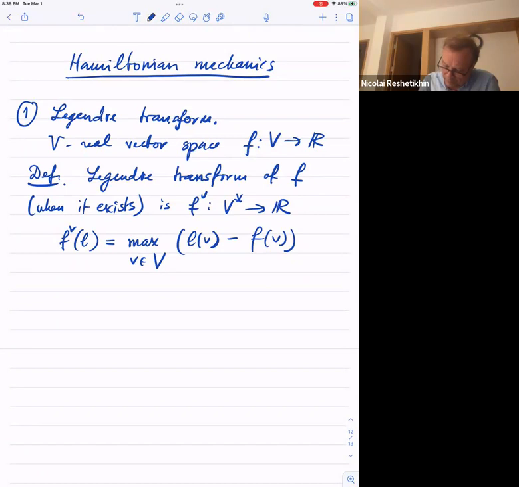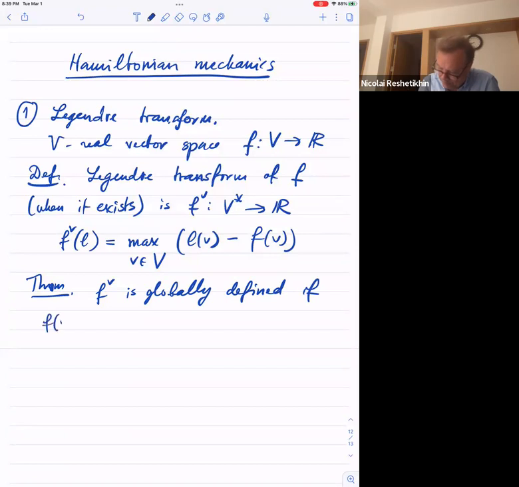Theorem: the Legendre transform of f is globally defined if, well, I don't want to give the necessary and sufficient conditions, but a necessary condition is that f is a convex function on V.